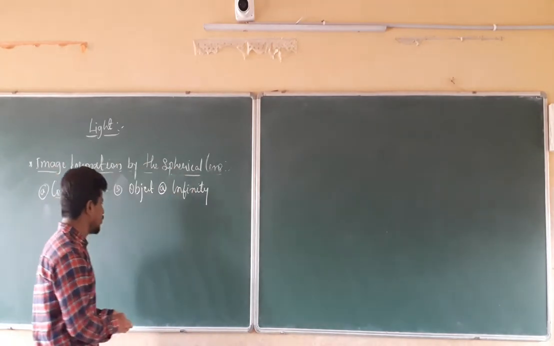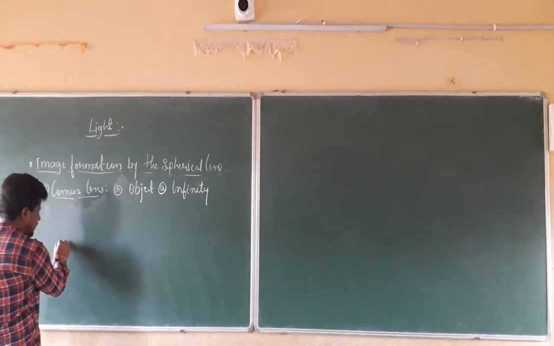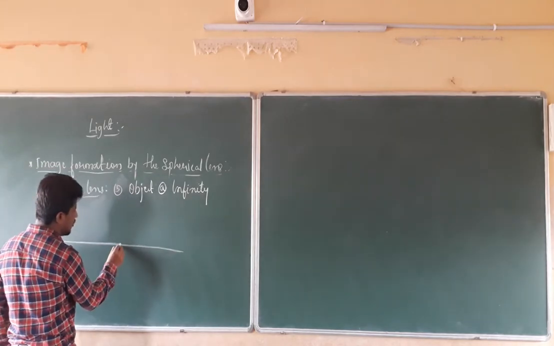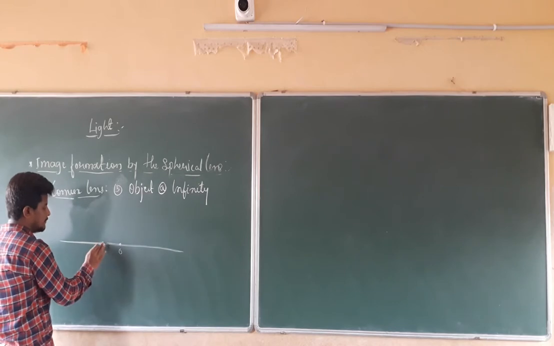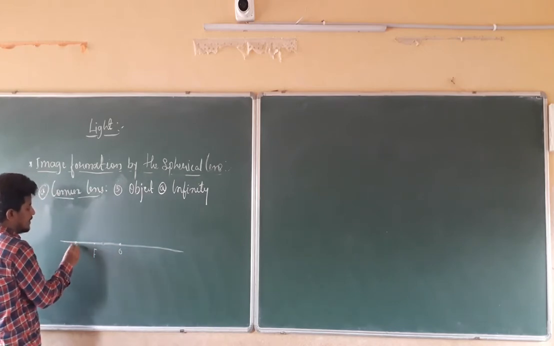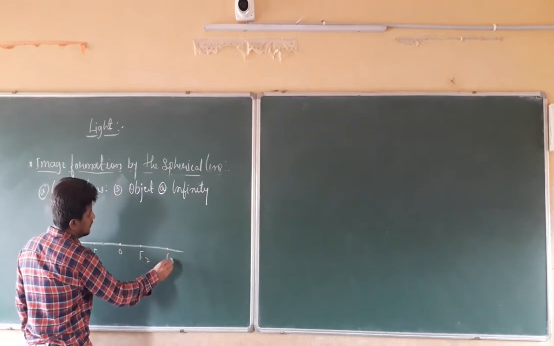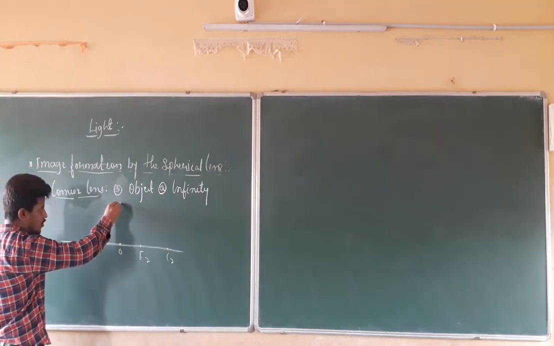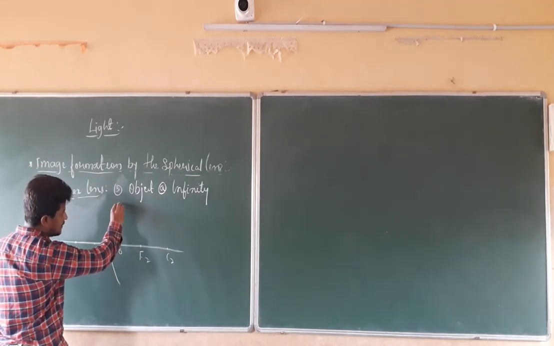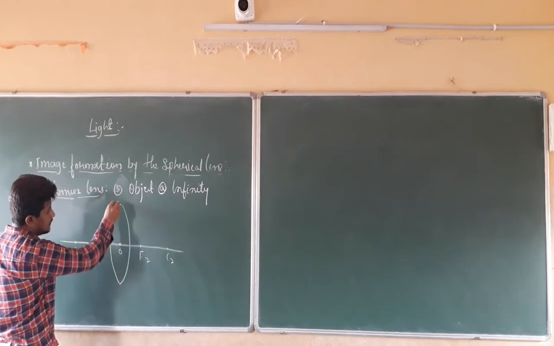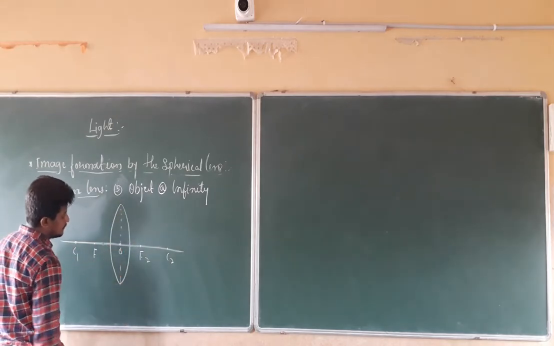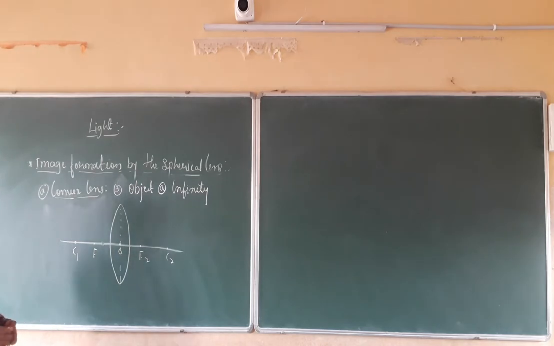So again we have to draw the convex lens. In the same manner we have to point out O, this will be F1, this will be C1, this will be F2, and this will be C2. Right, here we have to draw the convex lens. Now this way you have to draw those things.